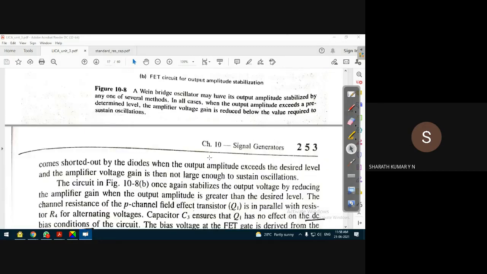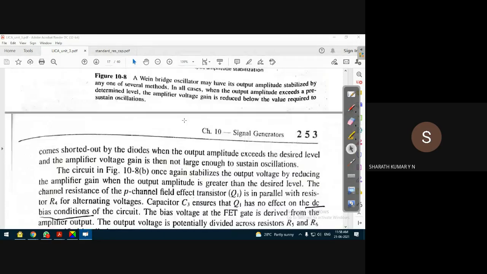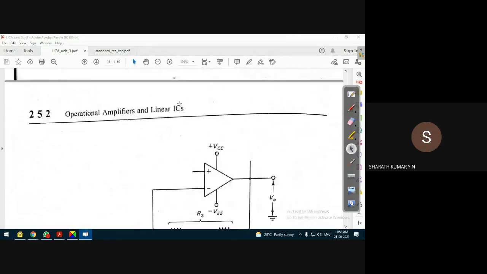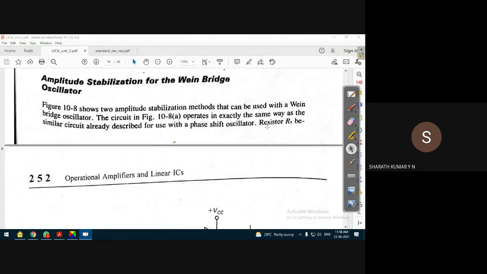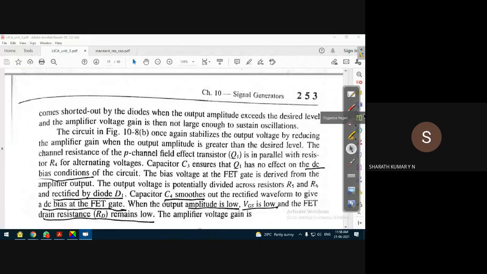In this case, if you see this circuit, they are explaining here the first circuit. This explanation is similar to the RC phase shift oscillator, for the second circuit using a FET amplifier.